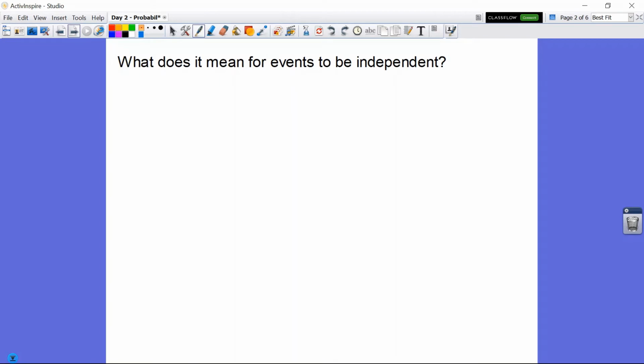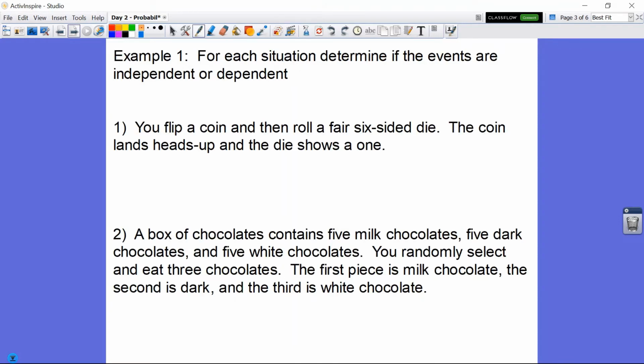Okay, so first of all, a quick reminder on what it means for events to be independent. If events are independent, that means the probability of one event is not going to affect another event's probability. So let's look at two examples to explain that a little bit better. It's one example, two problems. For this example, in each situation determine if the events are independent or dependent.